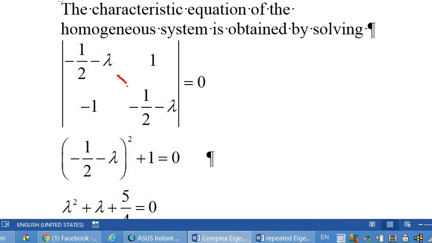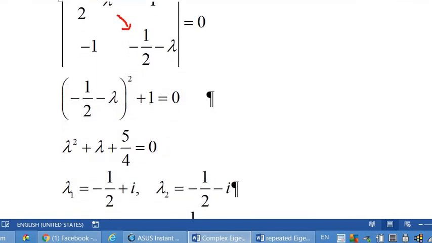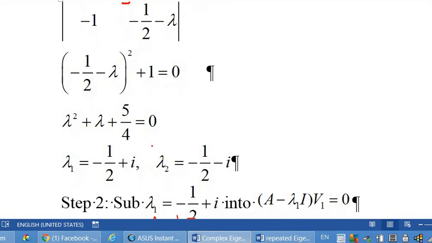Then we take the product of the main diagonal, which is negative half minus lambda, and because it is the same thing, that's why it is squared, minus the product of the other diagonal, so minus and negative becomes plus 1. Simplify it. You may solve this using your scientific calculator, where you obtain two complex roots: lambda 1 is negative half plus i, lambda 2 is negative half minus i.